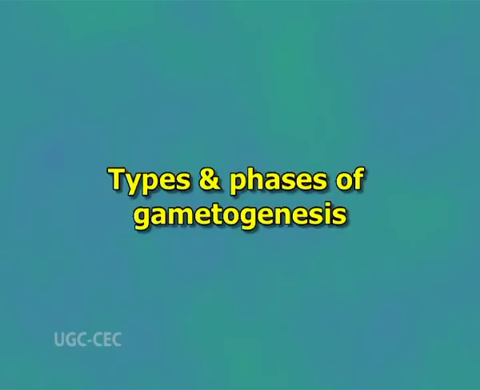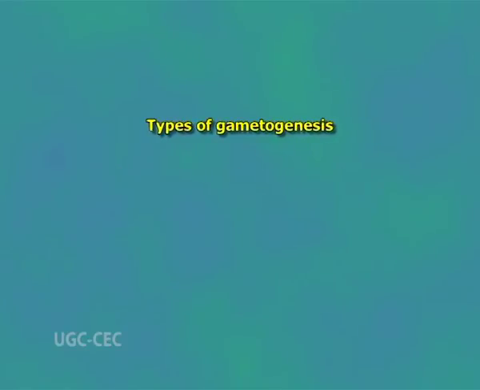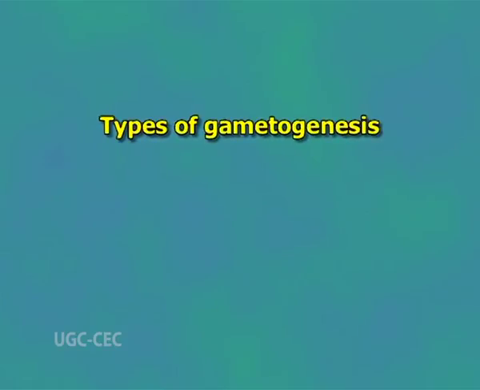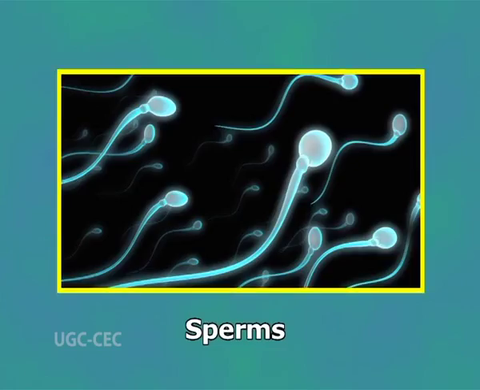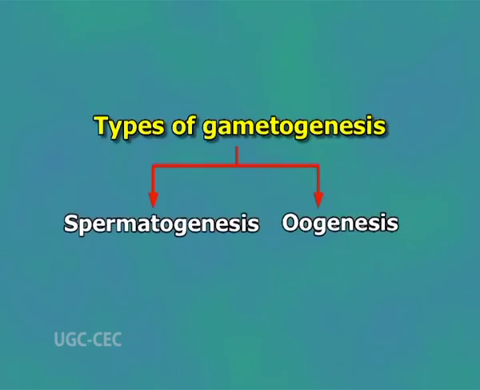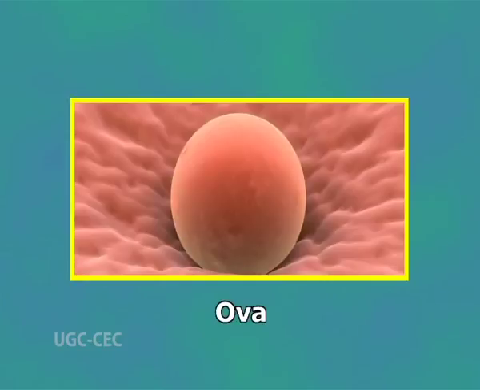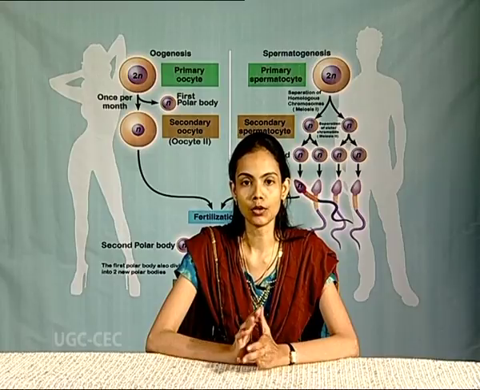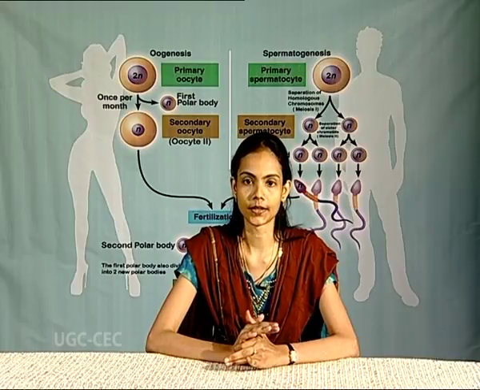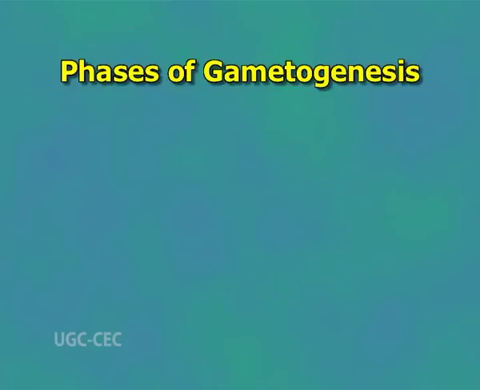Types and phases of gametogenesis. Since the gametes are usually of two types, gametogenesis is also of two types: spermatogenesis, which is the formation of sperms, and oogenesis, which is the formation of ova. Both the processes are basically similar, though minor differences exist. Both involve three important phases.